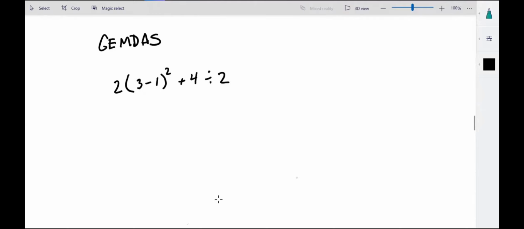We're going to do 2 times the difference of 3 and 1 squared plus 4 divided by 2. We are going to follow GEMDAS. The first thing is look for any groupings. And I do see groupings. I see parentheses. So I need to do whatever operation I can in those parentheses. And I have inside here 3 minus 1. I can do that. 3 minus 1 is 2. And I'm going to keep these parentheses. And the reason I'm keeping them is because of this 2 right outside here.